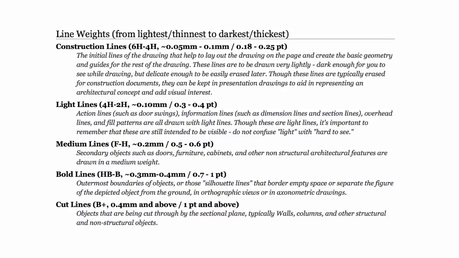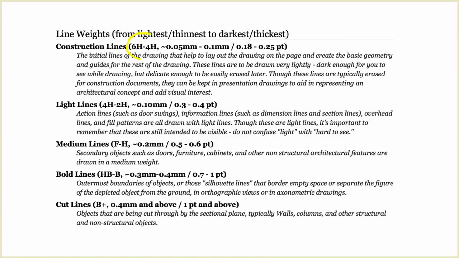In AutoCAD, we're seeing 6H and 4H right there. Notice also that next to it, it has the millimeter thickness. This is equivalent to AutoCAD millimeters. So when we're doing line weights in AutoCAD, somewhere between 0.00 and 0.1, those are our little thin construction lines. This thickness here, in points, 0.18 to 0.25, that's Illustrator. So we're seeing AutoCAD here and Illustrator here. And then obviously manual hand drawing back there.